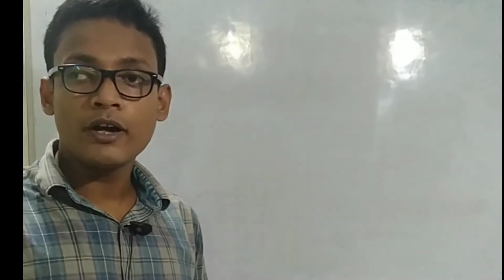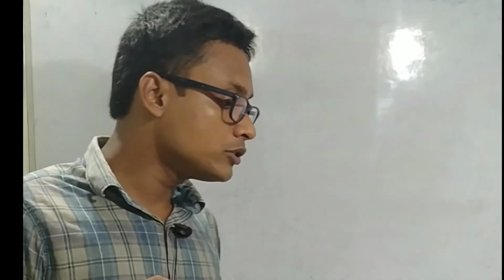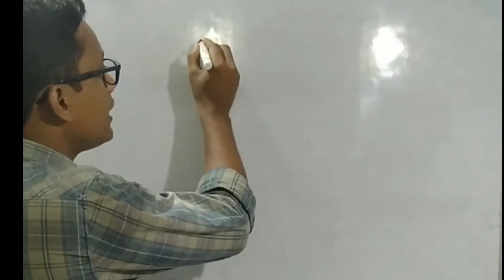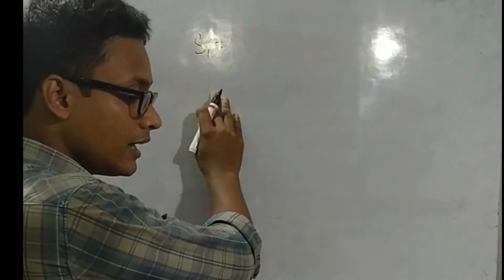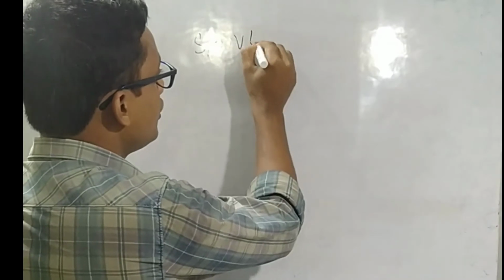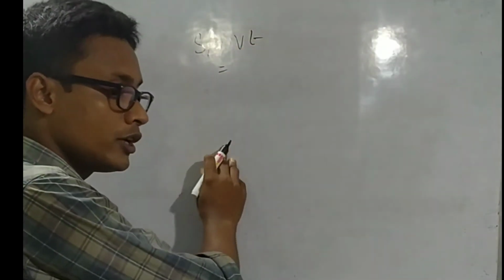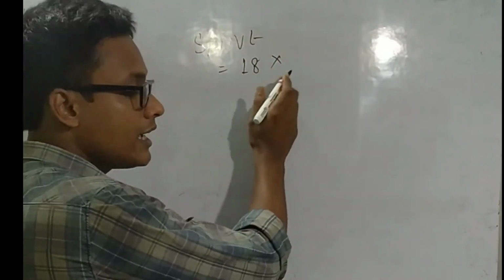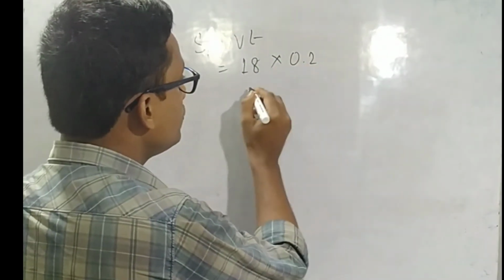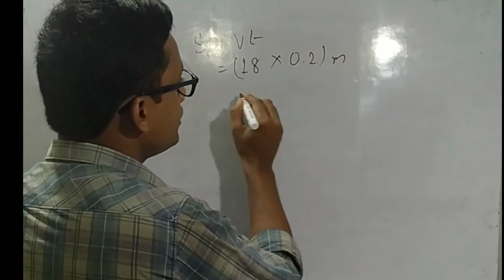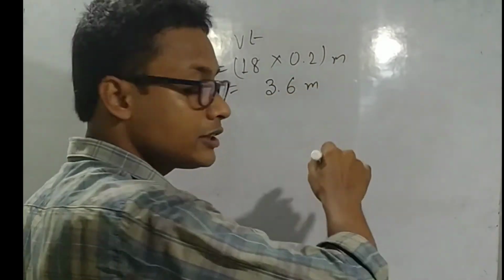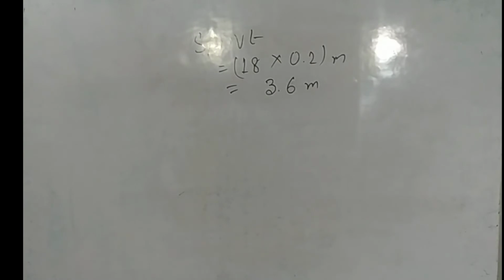The driver takes 0.2 seconds to use the brake. So in this reaction time the car will cover some distance. If we consider the distance to be S1, then S is equal to Vt. The initial velocity of the car is 18 and the reaction time is 0.2, so the car travels 3.6 meters within this reaction time.